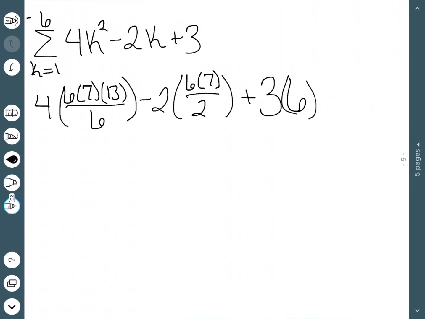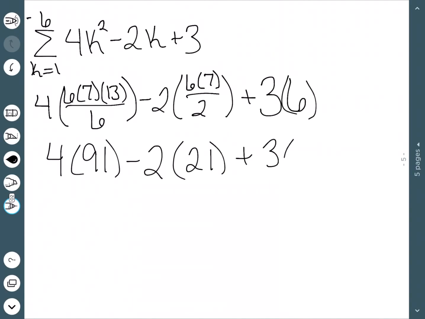As I simplify this a little bit, I get 4 times 91 minus 2 times 21, and then plus 3 times 6. And as I simplify this further, I get that the total sum is 340.